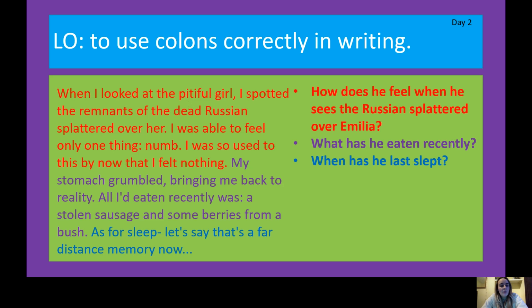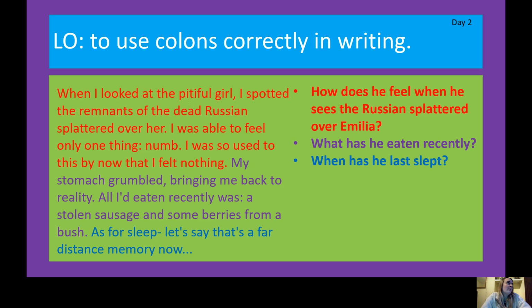I was able to feel only one thing: numb. I was so used to this by now that I felt nothing. So that's me describing how Florian would feel writing a diary entry when he saw the Russian splattered over Amelia. You can see quite clearly here that I've got a colon between "thing" and "numb", because the colon here is being used before a list of how he's feeling, or to introduce how he's feeling.